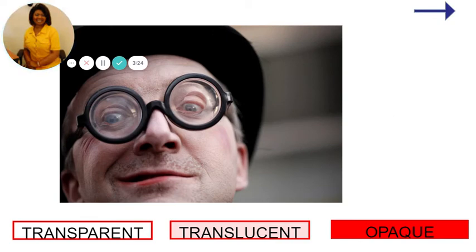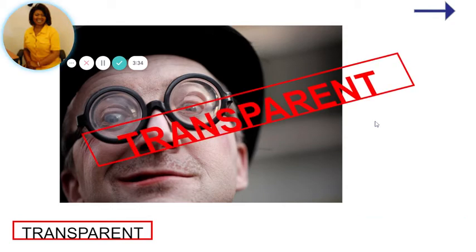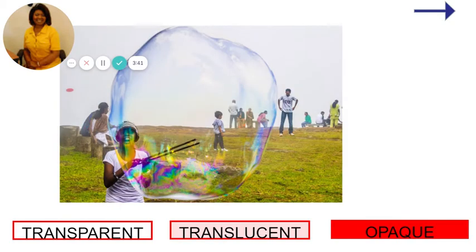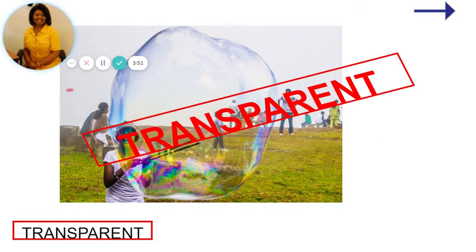This man's glasses, are they transparent, translucent, or opaque? They are not translucent. They're not opaque. They are transparent. This bubble, this is a really big bubble. Let's see. It's not translucent. It's not opaque. It is transparent.